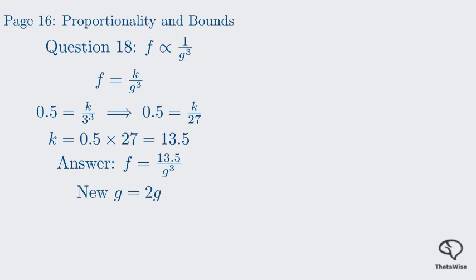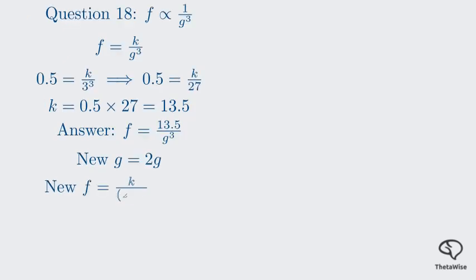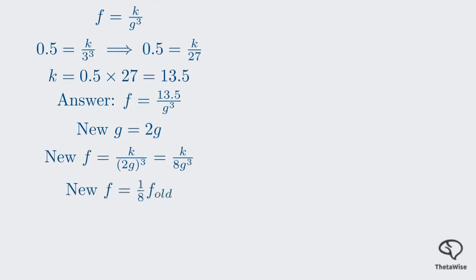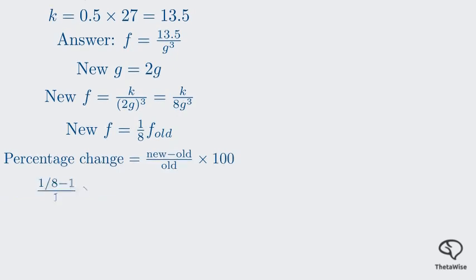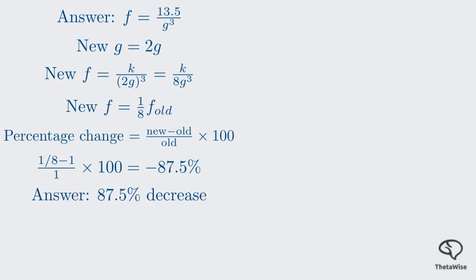In part B, g is increased by 100%. Increasing by 100% is the same as doubling the value. So the new g is 2g. Let's see what happens to f. The new f equals k divided by the quantity 2g cubed, which simplifies to k over 8g cubed. The new f is 1/8 of the original f. Percentage change is new minus old, all over old, times 100. 1/8 minus 1, divided by 1, times 100 gives negative 87.5%. So the answer is an 87.5% decrease.